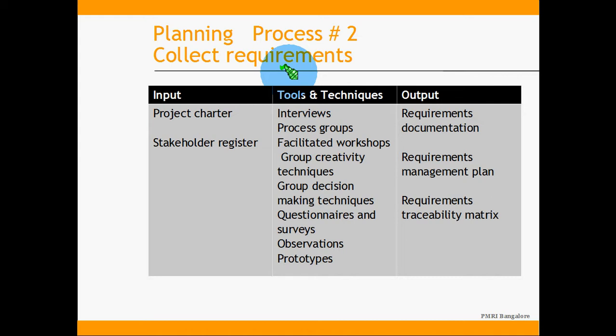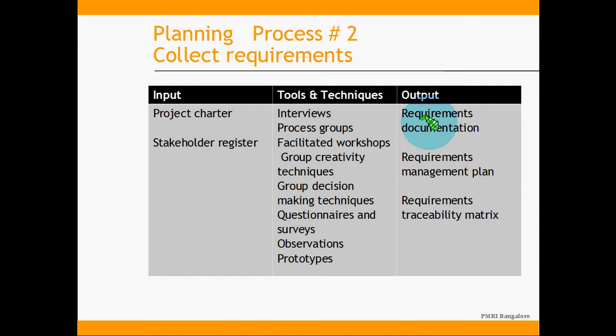Here we are talking about collecting the detailed requirements of the project, and the tools and techniques used for collecting requirements are interviews with the relevant stakeholders, process groups, facilitated workshops, and group creativity techniques like the Six Thinking Hats by Edward de Bono and things like that. Group decision making techniques like group discussions, voting, those kinds of things. And questionnaires and surveys are also used to collect requirements. And observations and creation of prototypes to solicit additional feedback. So all these things can be used to collect additional requirements. And the output of collect requirements is the requirements documentation.